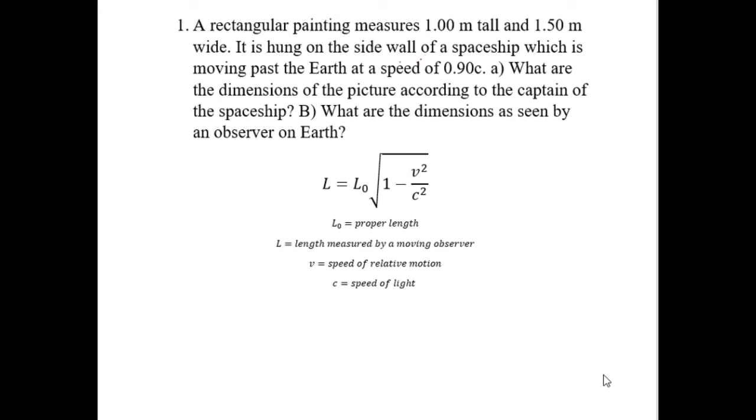Okay? So, we have here, L is equal to L naught. So, that's the proper length, yung ating 1.5 meters, multiplied by the square root of 1 minus, it's moving at a velocity of 0.9c. So, 0.9c, then you square it, divided by c squared. So, ganyan lang yung ating solution.